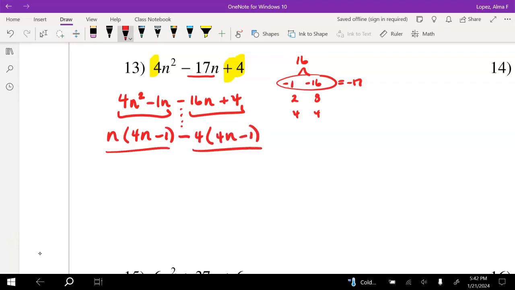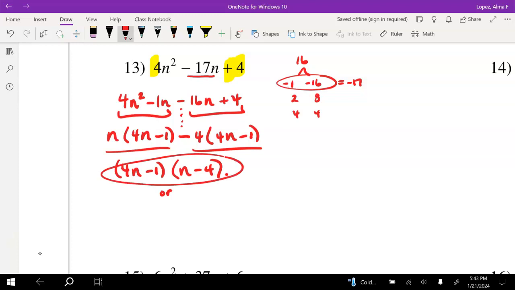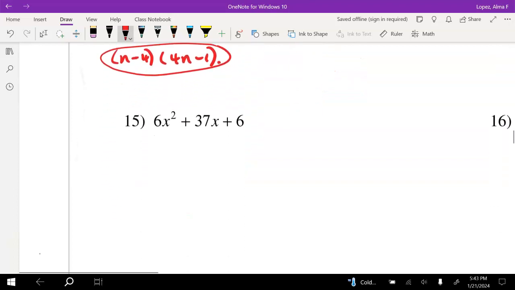Now I'm down to two terms. These two terms have a 4n minus 1 in common. When I factor it out of the first term, it's going to leave behind an n. When I factor it out of the second term, it's going to leave behind that negative 4. Now don't forget that this is the correct answer, but you can also rewrite it as n minus 4 times 4n minus 1. I don't care what order the factors are in, as long as the parentheses and the insides of them are exactly like mine.